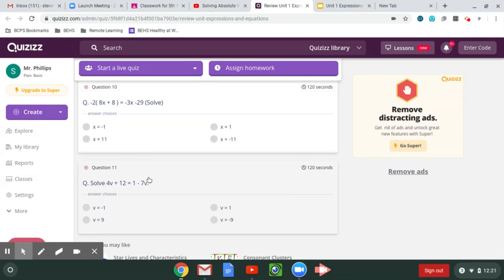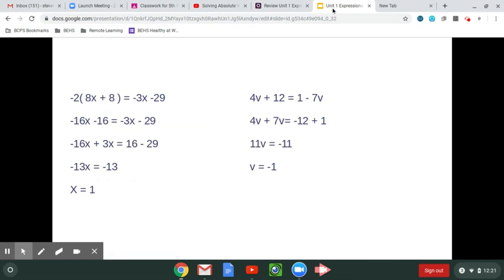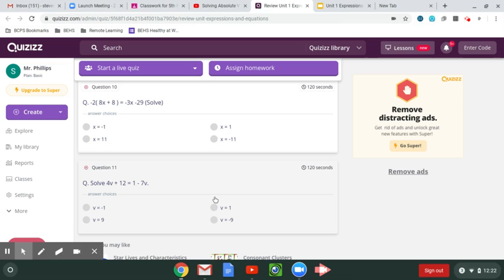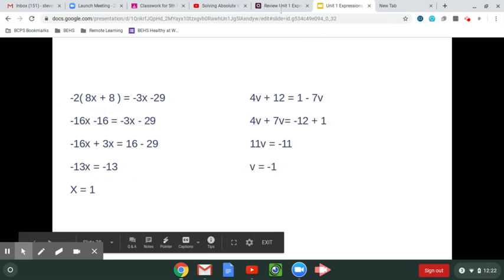Lastly, we have question 11. Move your negative 7v, make it a positive 7v with the other variable. Take your positive 12, make it a negative 12 with your other constant 1. And then you combine like terms, which will give you 11v. Negative 12 plus 1 is negative 11. And that will give you negative 1. That right there would be the option you would go with, v equals negative 1.